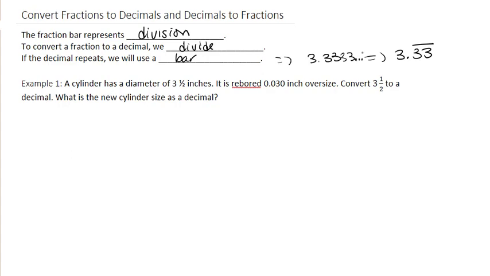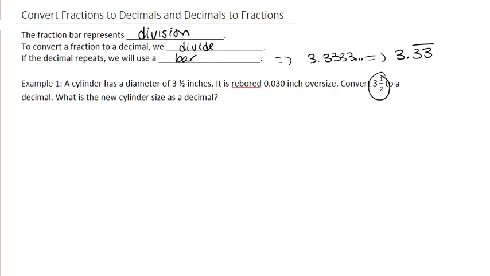Example 1. A cylinder has a diameter of 3 1/2 inches. It is rebored to 0.030 inch oversize. Convert 3 1/2 to a decimal, and then what is the new cylinder size as a decimal? So we need to convert this number.